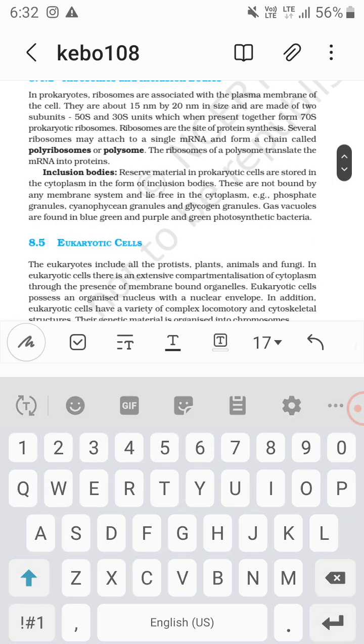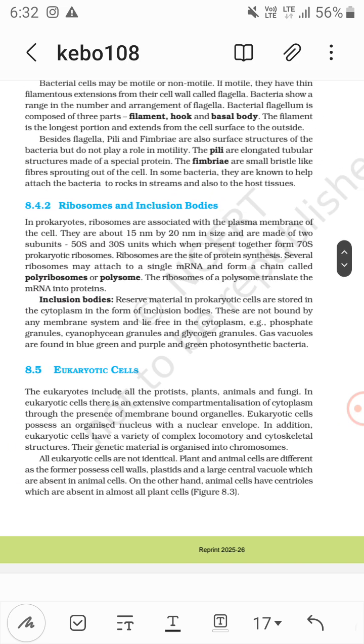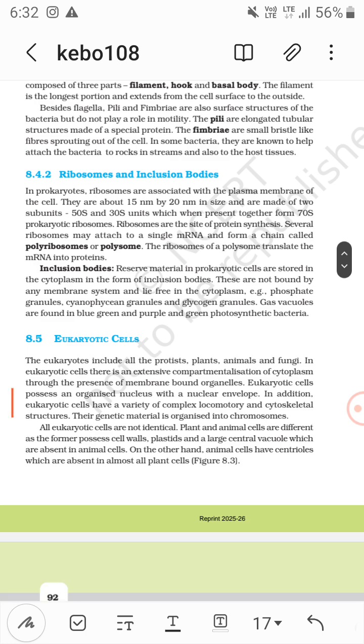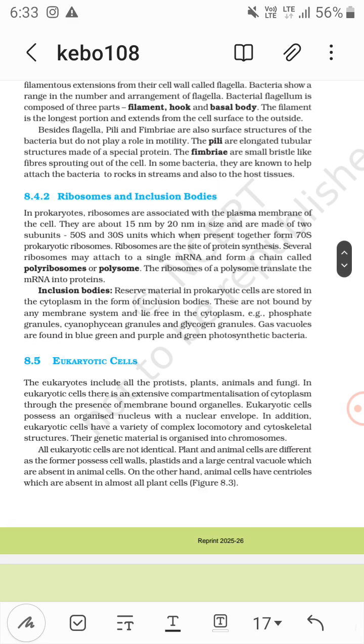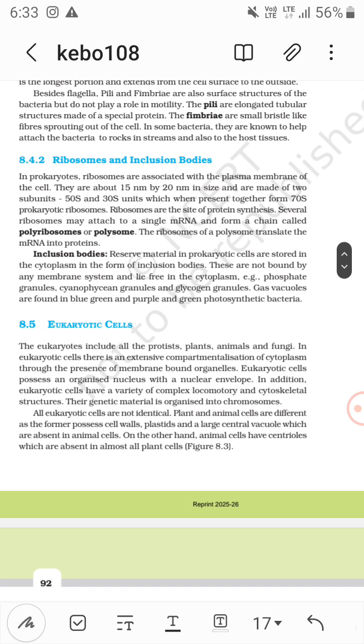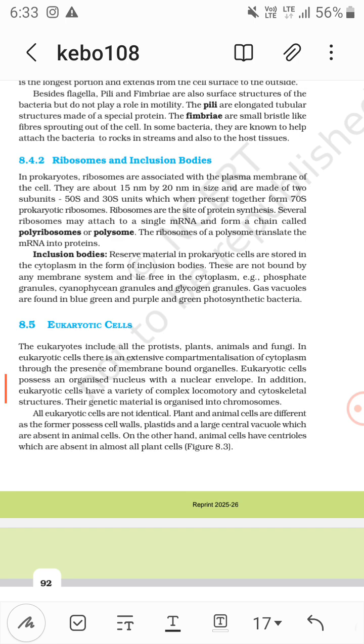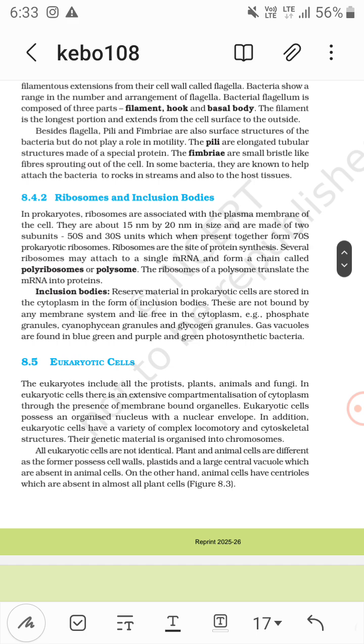Now you see there are pili and fimbriae, though both are pili, for conjugation, for reproduction type of thing, and fimbriae for attachment, right? Now fimbriae are small bristle like fibers, and pili are elongated tubular structures made up of proteins, right? Now in some bacteria, this fimbriae attach the bacteria to rocks in streams and also to the host tissues, and pili and fimbriae do not play a role in motility, right?